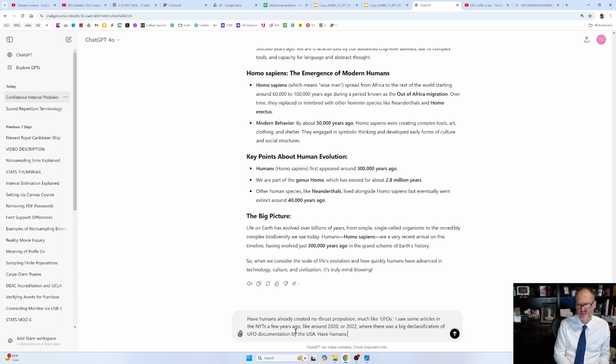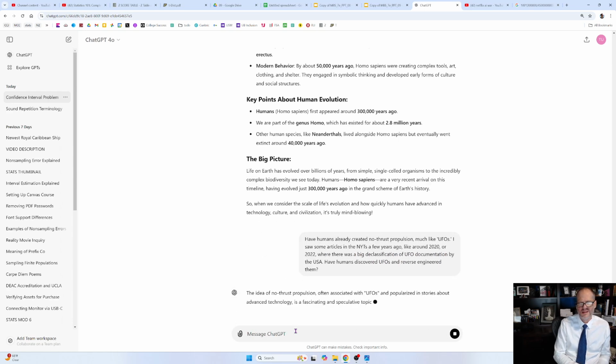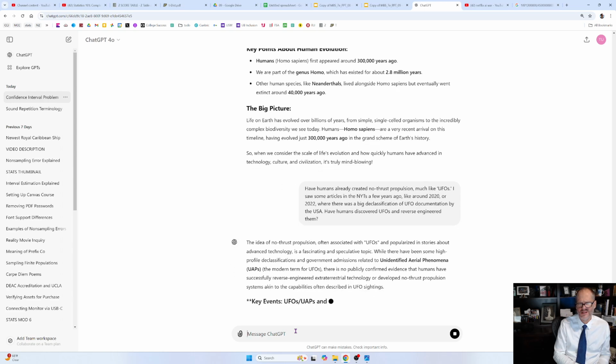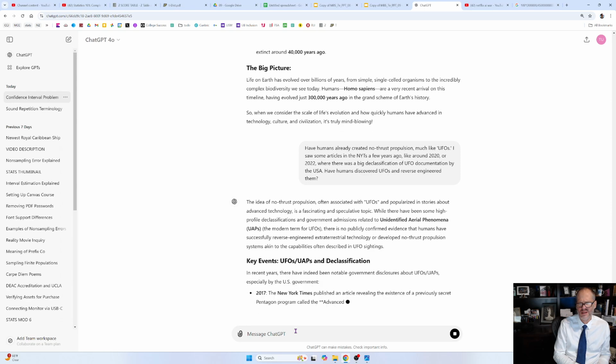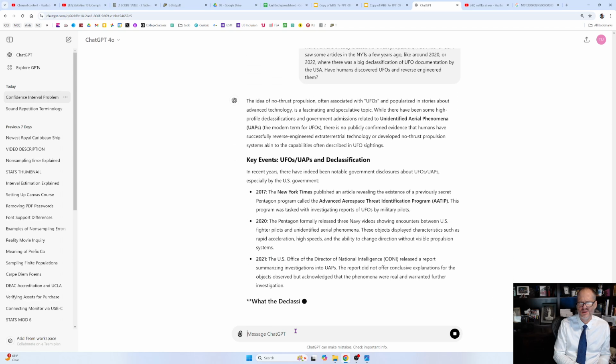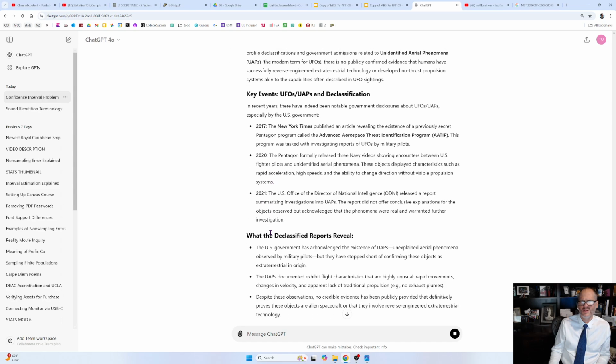Have humans discovered UFOs and reverse engineered them? I don't know. The idea of no thrust propulsion, often associated with UFOs and popular stories about advanced technology, is a fascinating speculative topic. While there have been some high-profile declassifications and government missions related to UAPs, the modern term for UFOs, there is no publicly confirmed evidence that humans have successfully reverse engineered or developed no thrust propulsion systems akin to the capabilities described by UFOs.